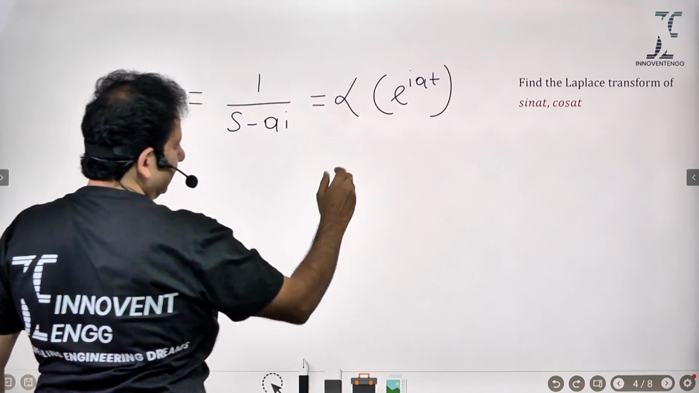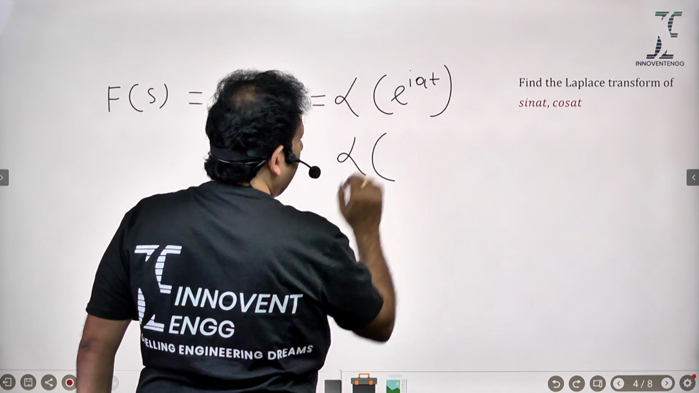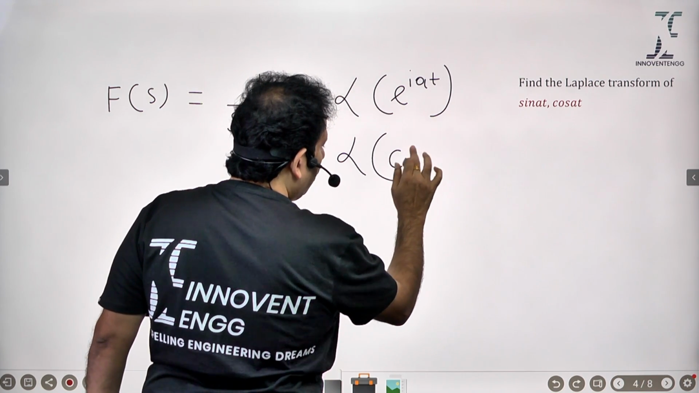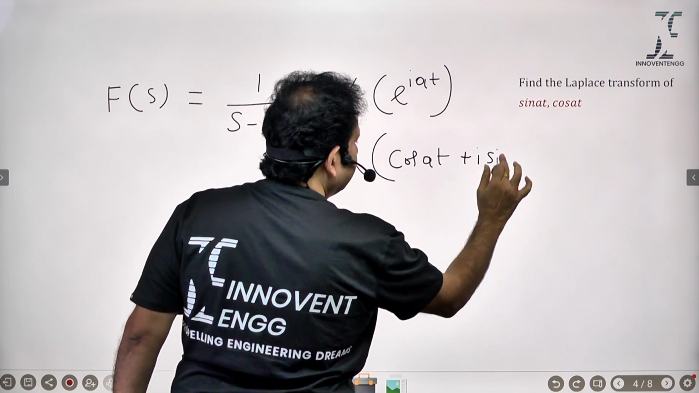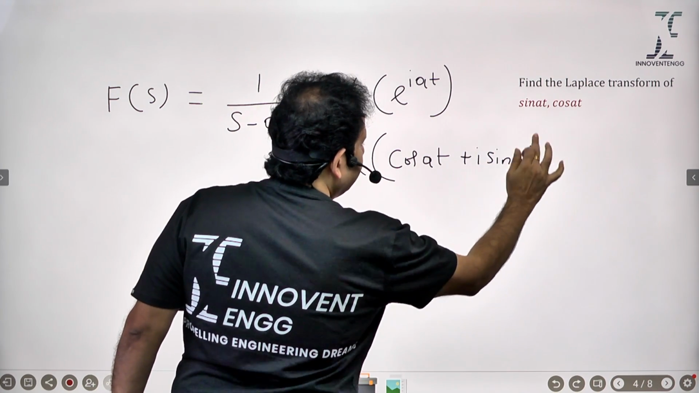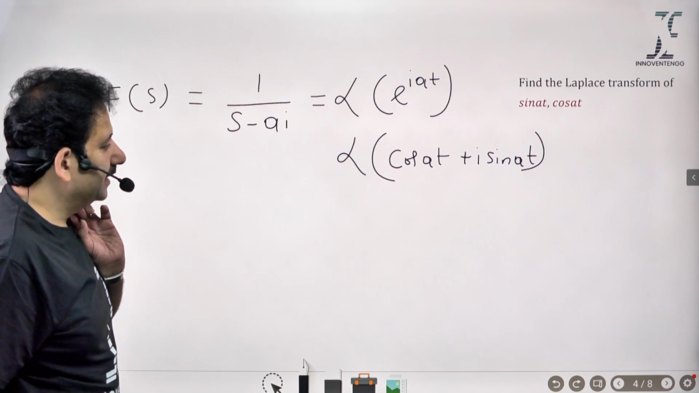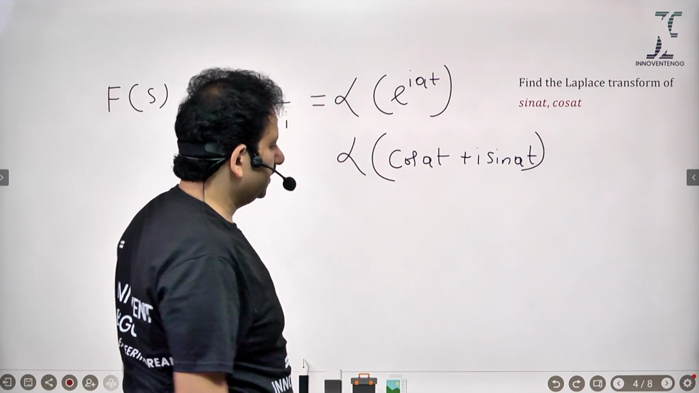Can I rewrite this as the Laplace transform of cos at plus i sin at? Am I right? Cos at plus i sin at. Now if you apply the rule of linearity, because it's a linear operator, each term can be operated separately.